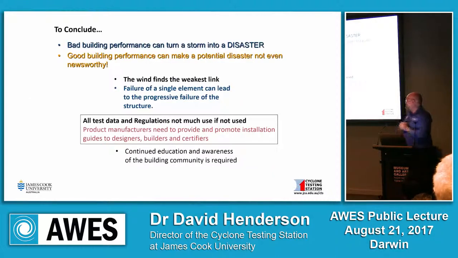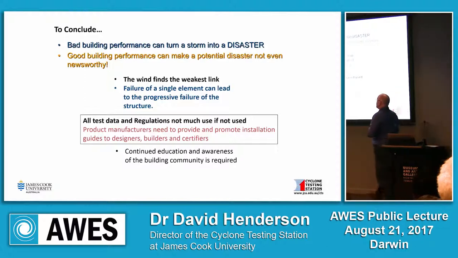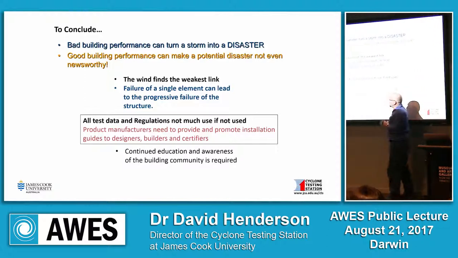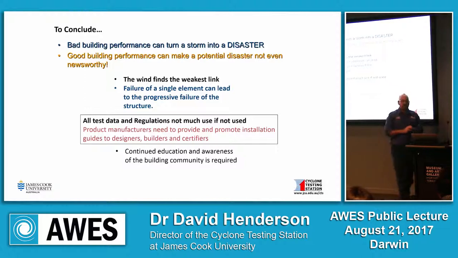So yeah, to conclude, bad building performance can turn a storm into a disaster. Good building performance doesn't make it newsworthy. The wind always finds the weakest link, but all our test data and regulations are not much use if not used. So we need to keep pushing with our product manufacturers to provide and promote better guides for our designers and builders to put it through.